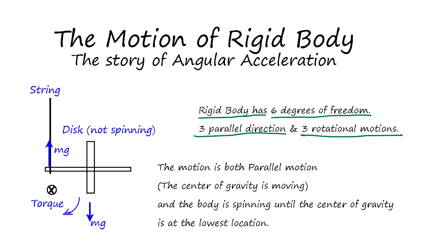So when you have a string here, hanging this part, and you have a disc here, the center of gravity is pretty much here. So this arm is going to generate a torque by gravity and string tension. So this torque is going to make 2 motions: parallel motion, where the center of gravity moves down and moves in this direction, and this whole thing spins.